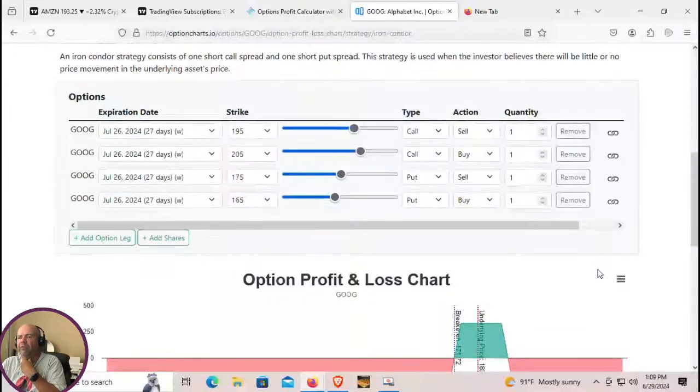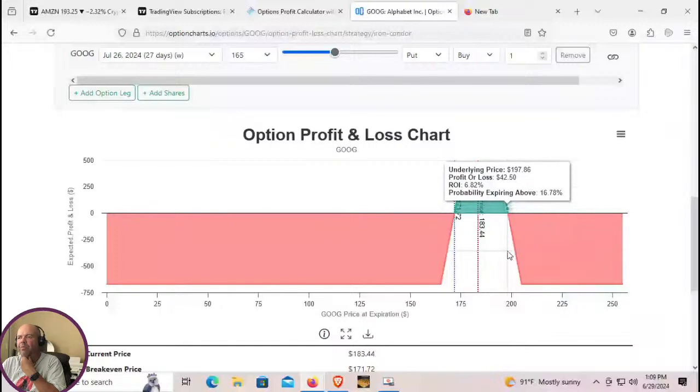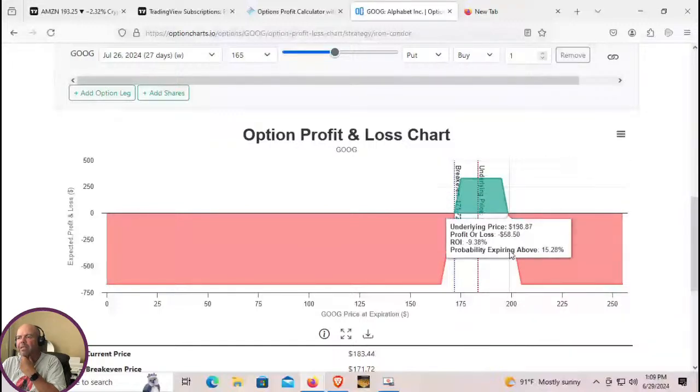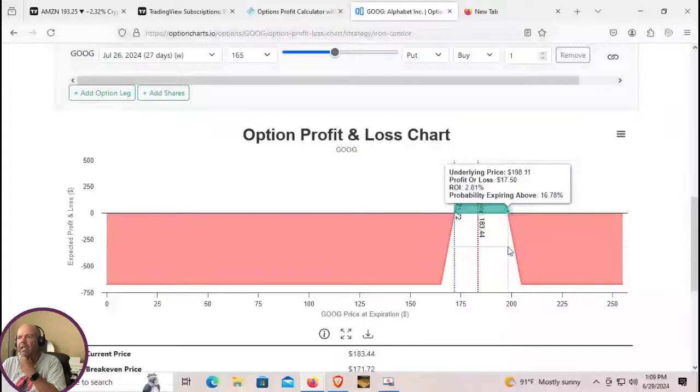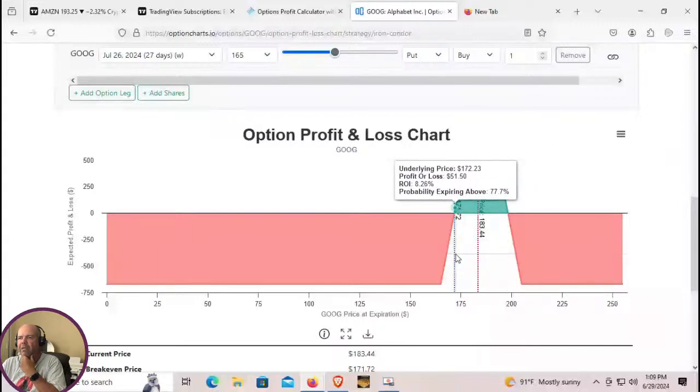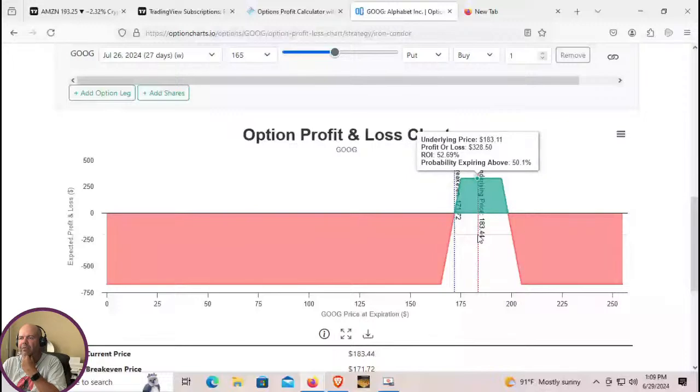So if you do that, the price has to be between 197, 198, and 172 for you to make money. So you're going to be here.